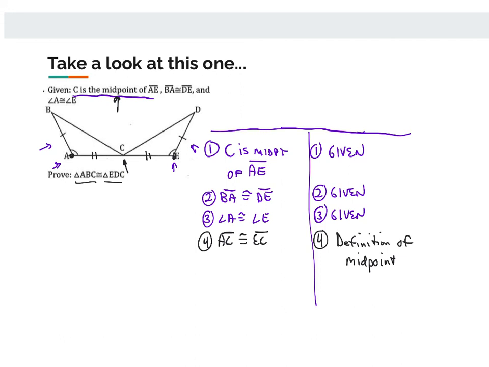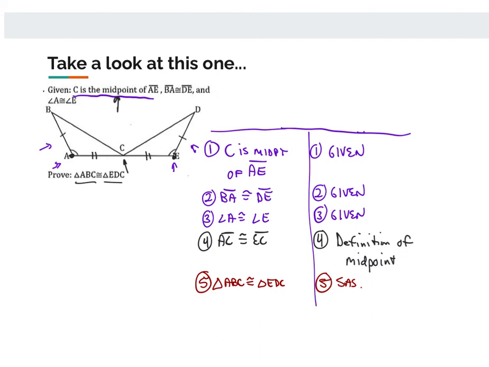My final result is going to be this: triangle ABC is congruent to triangle EDC by side angle side. That's going to be my reasoning.